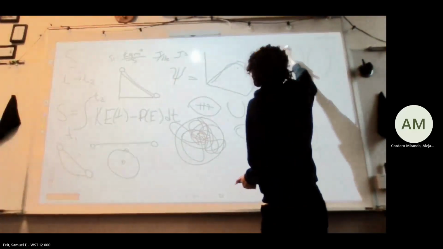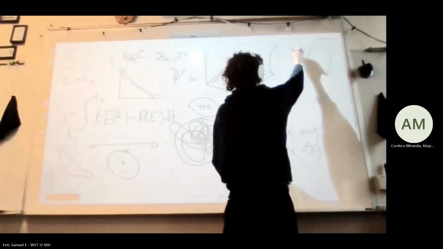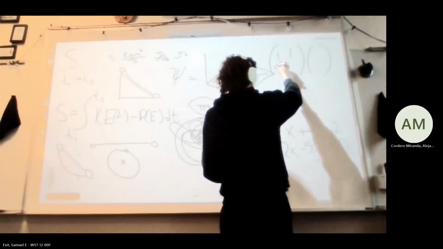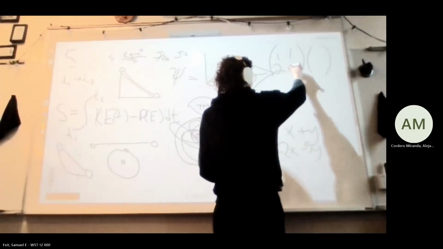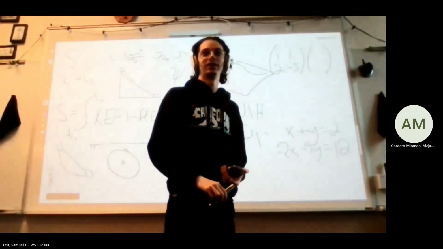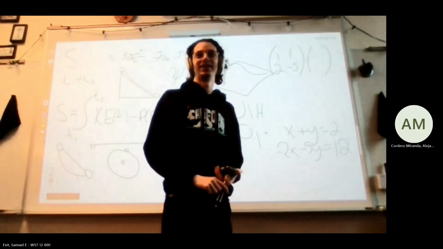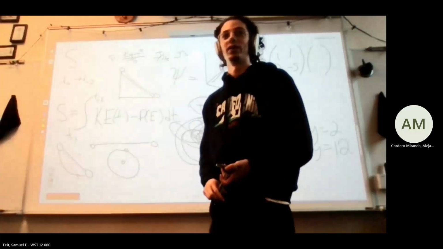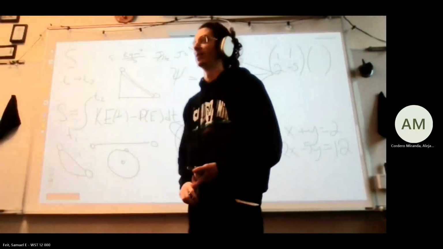Okay, so you would have 1x, 1y, and you have 2 x's, negative 5 y's. This is a side tangent, I'll get back to that. That's not related to that. Okay, so that's actually what I was supposed to be talking about.